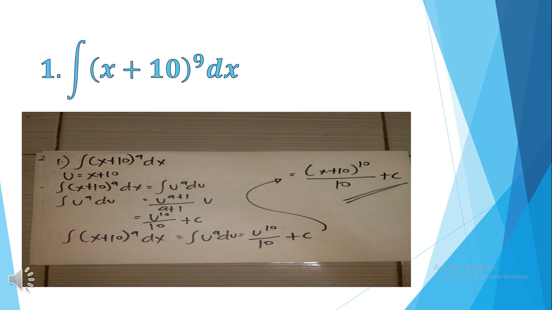So it is equal to u to the power of 10 all over 10 plus c. So the integral of quantity x plus 10 to the power of 9 dx is equal to the integral of u to the power of 9 du, which is equal to u to the power of 10 all over 10 plus c. So let's do the substitution method. Our u is equal to x plus 10. So our final answer would be quantity x plus 10 to the power of 10 all over 10 plus c.